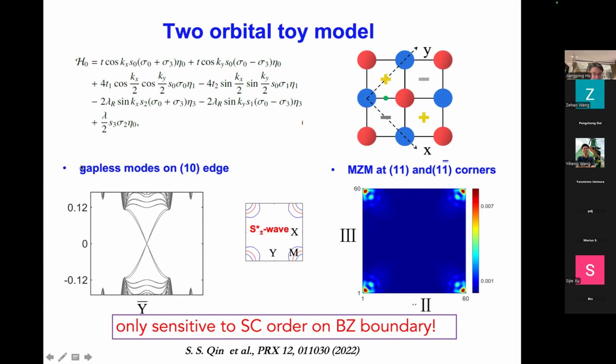So one specific thing is that if you look at the 1,0 edge, and you are in this S plus minus star state, you will get gapless modes, like Dirac cones on this edge state. But if it is the 1,1 and 1,1 bar direction, this corner will have Majorana modes. Okay, from these theoretical calculations. So this result is only sensitive to this state, this superconducting order parameter and the zone boundaries.